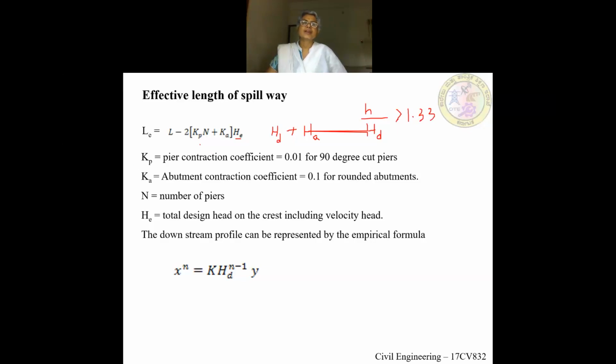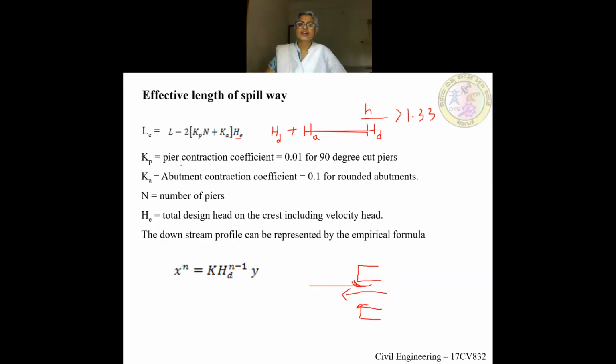So Kp, in this we'll see what are these different terms. Kp is the pier contraction coefficient. So piers are in between the spillways. Piers are provided. This is a plan. So water will be flowing. This is the crest of the weir. Water will be flowing in this direction. So there will be contraction here at the edges. There will be contraction at the edges when the water flows between these piers.